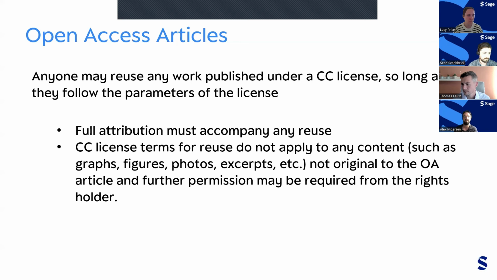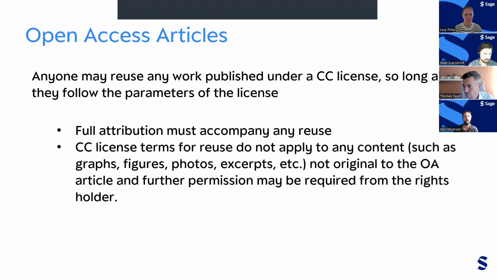Creative Commons licenses allow authors to retain copyright of their work while allowing others to copy, distribute, and make some use of their work. The most common are the Creative Commons Attribution, CC-BY, and the Creative Commons Attribution Non-Commercial, CC-BY-NC licenses. Your funder may require that you choose a particular license.